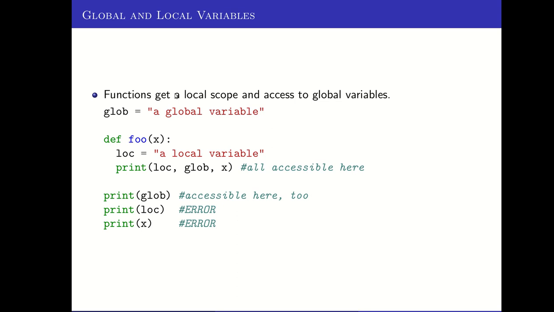So as in many languages, functions get a local scope, which includes both local values or local variables and parameters to that function. Those all fall into that local scoping. They also by default get access to global variables. So here I've defined a global variable called glob and a local variable called loc, and both the local and global variables can be accessed inside of my function foo. So in foo, I can print loc, I can print glob, I can print x, the parameter, all of those are fine. Once I'm outside of the function, then the only one of those I have access to is glob.